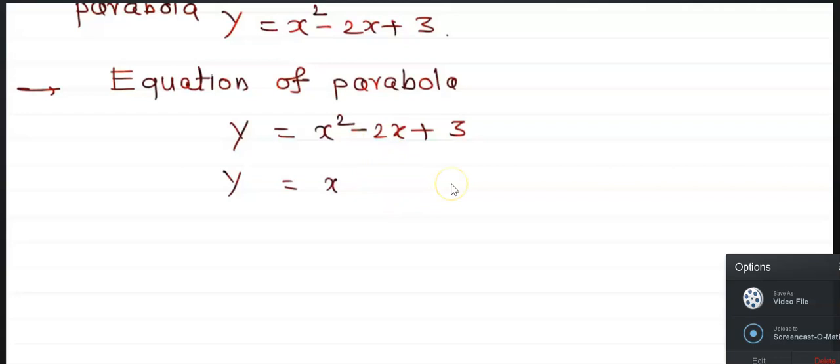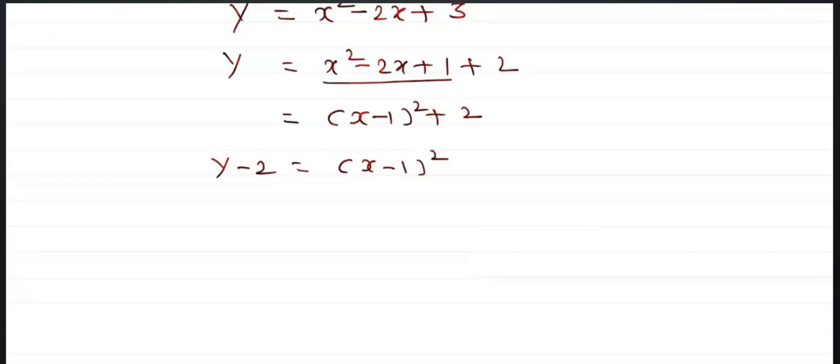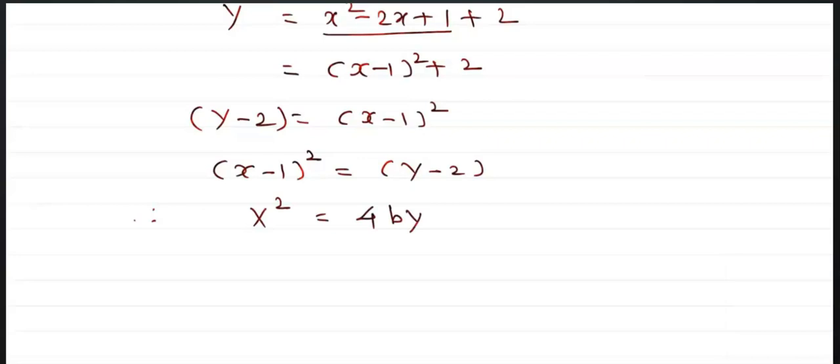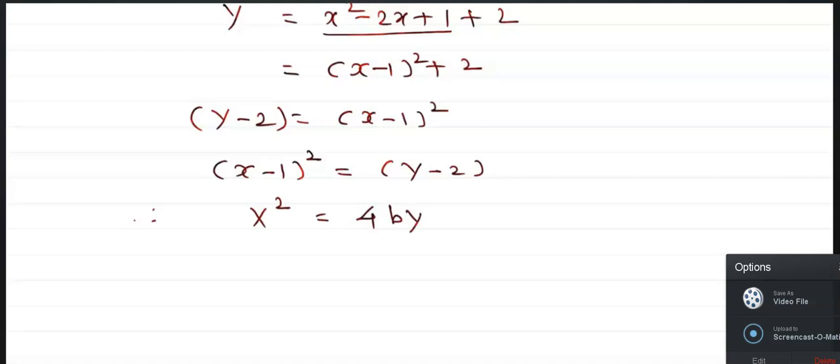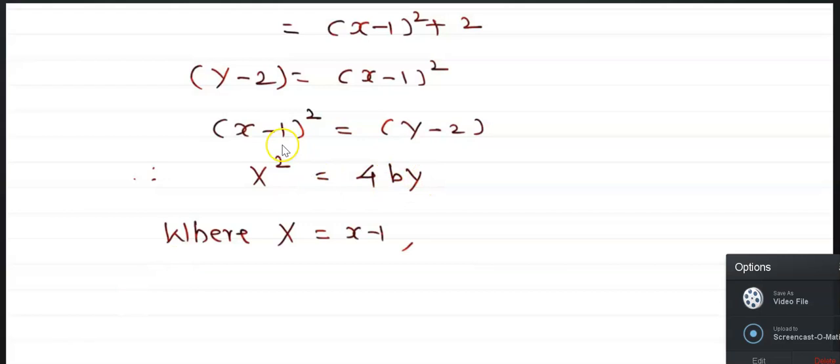That is 3 can be adjusted as 1 plus 2. See this here, x square minus 2x plus 1 plus 2, that is y is equals to x minus 1 bracket square plus 2, that is y minus 2 is equals to x minus 1 bracket square, therefore x minus 1 bracket square is equals to y minus 2, of the form x square is equals to 4by. Now here the vertex of this parabola is 1, 2. This is the vertex of the parabola, where capital X is equals to small x minus 1 and capital Y is equals to small y minus 2.